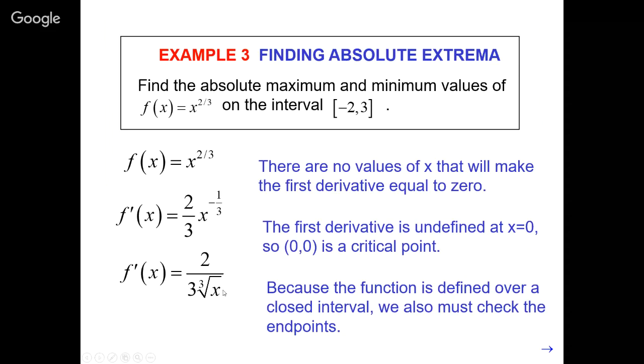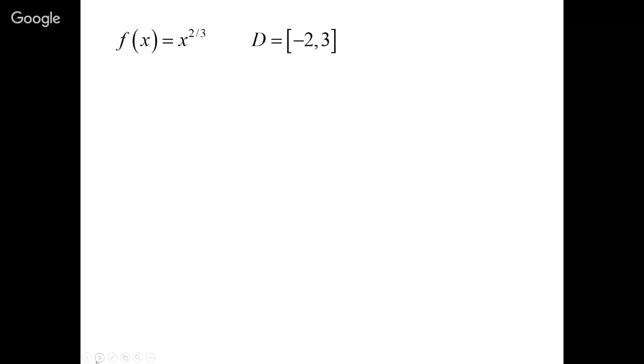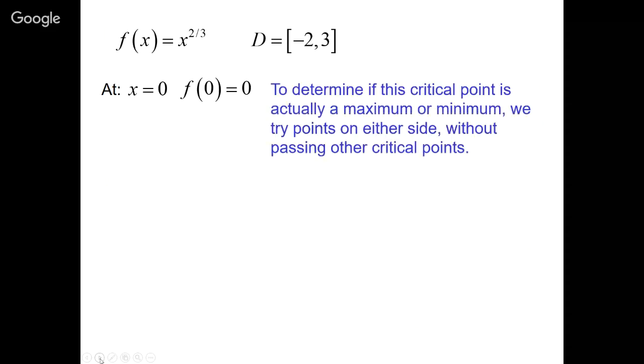And because x equals 0 exists in the original function, we can use it in my evaluation. So we're going to check the endpoints and we're going to check the critical point. So the first thing we'll do is check the y value of the critical point, which is at x equals 0. When we plug in 0, we get 0. That's easy enough. All right. And now we have to see if that's a max or a min. We need to check some points on either side.